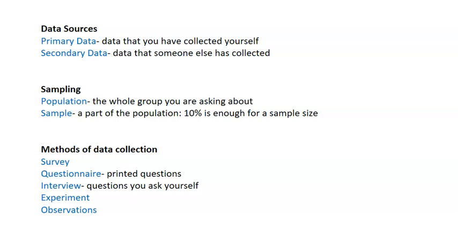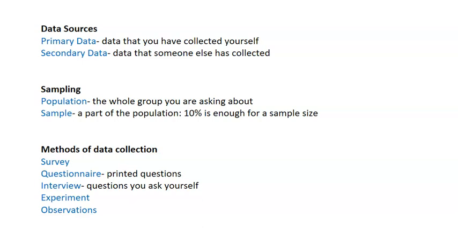So that's when a sample comes in. It is a part of that population. Usually 10% roughly is enough for a sample size. So we might survey, let's say, the school. We might select 10% of students to represent that survey, and that's enough for us to be able to get a general sample size and therefore the views generally of the population or the student body.